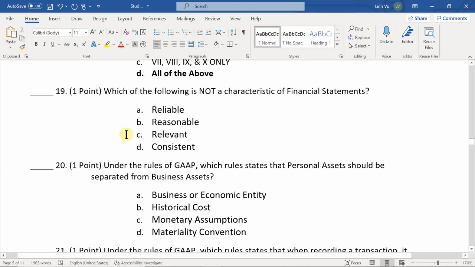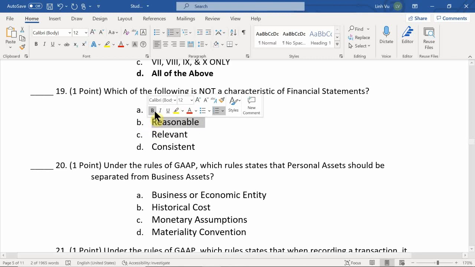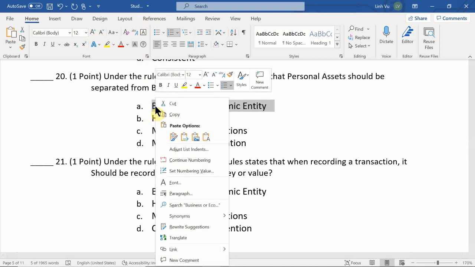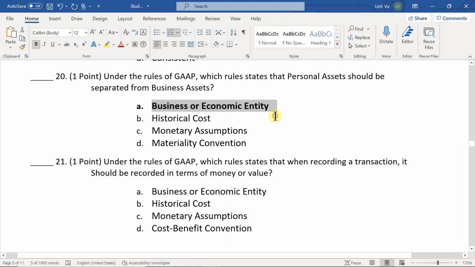B, reasonable. Yes, of course, reasonable is not going to be one of those characteristics, right? Number 20, okay, under the rules of GAAP, which rule states that personal assets should be separated from business assets? A. A, business or economic entity. That's correct. That's the definition right there, to make sure that you keep your personal and your business separate. Okay.